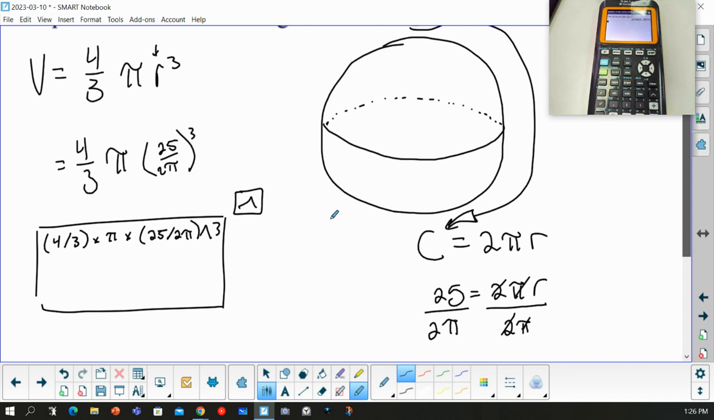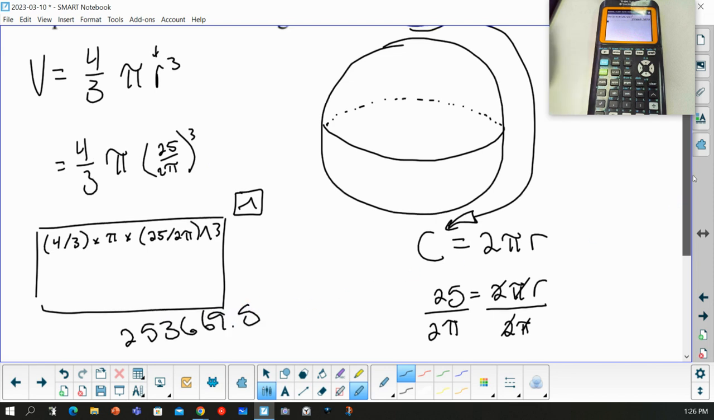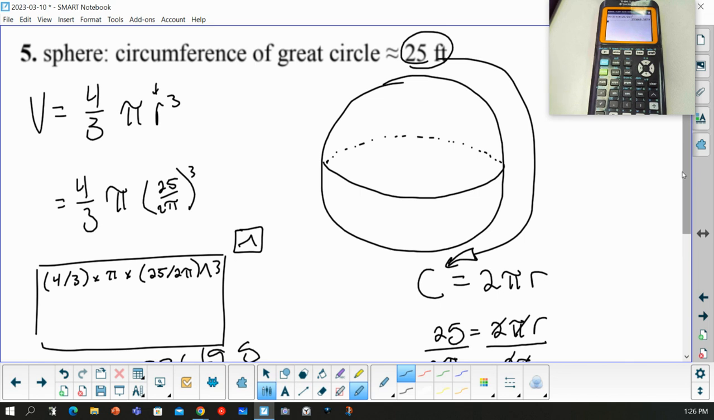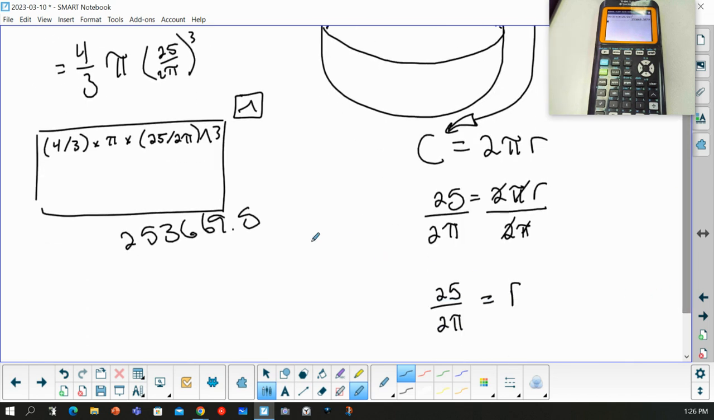Enter. If you do it right, it's 253,669.5. Excuse me, I had to sneeze. That would be feet, so it'd be feet cubed. All right, and there's the answer to that one.